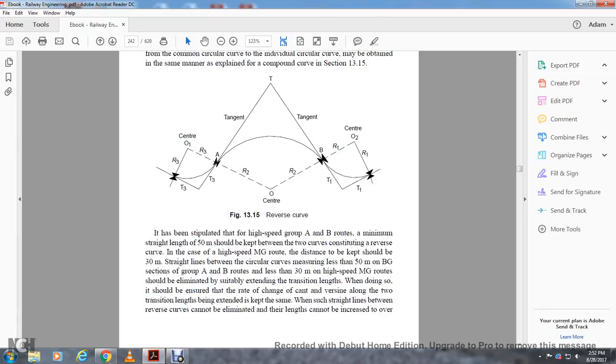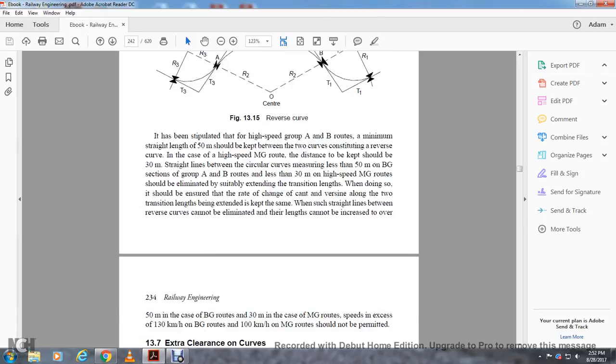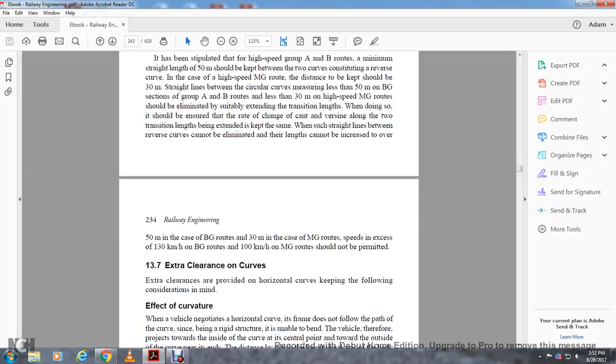When doing so, it should be ensured that the rate of change of cant along with the two transition lengths is kept the same. When the straight lines between the reverse curves cannot be eliminated, the lengths can be increased to over 50 meters in the case of broad gauge and 30 meters for the case of meter gauge. Speeds of over 130 kilometers an hour for broad gauge and 100 kilometers an hour for meter gauge should not be permitted.